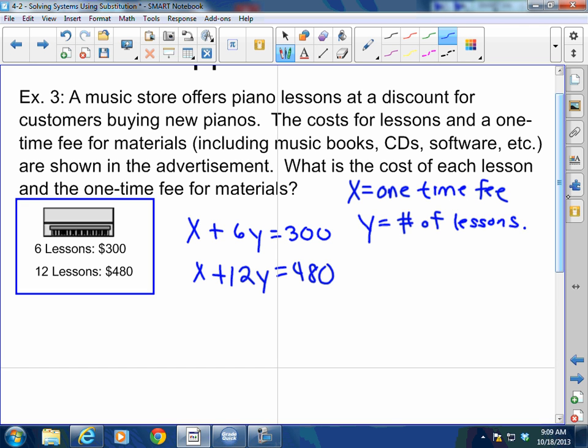Does that make sense, guys? Because remember, the one-time fee here is pretty much the same. What's changing here? The number of lessons, right? So then you would go ahead and solve this using substitution.